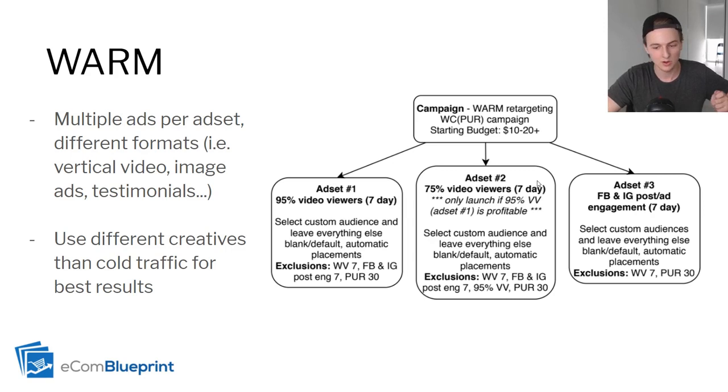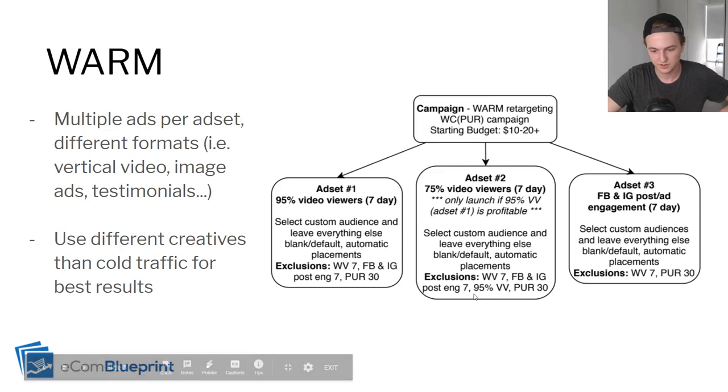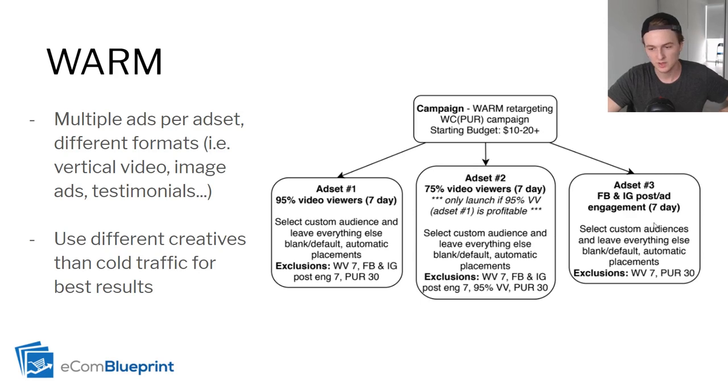And this one is almost the exact same thing. You select the custom audience, so you select 75% video viewers. And then it's all the same exclusions as the first one, but you also want to exclude 95% video viewers because we're already targeting them here. And so this is exactly how you want to set it up, and only launch it if the other one is profitable.